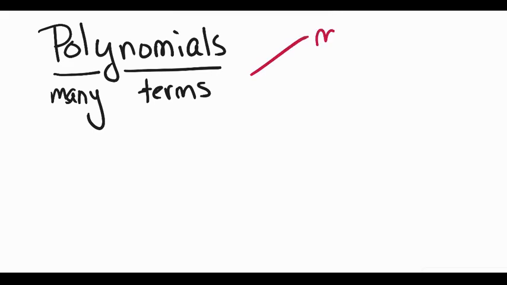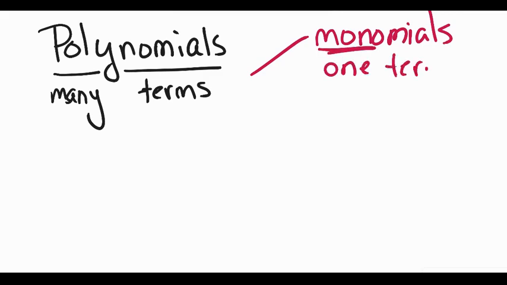So there are monomials, which mono is one. So this is one term. And it would look like this, 5x squared. Or 5x squared yz. Since there's no addition or subtraction sign, that's a monomial.